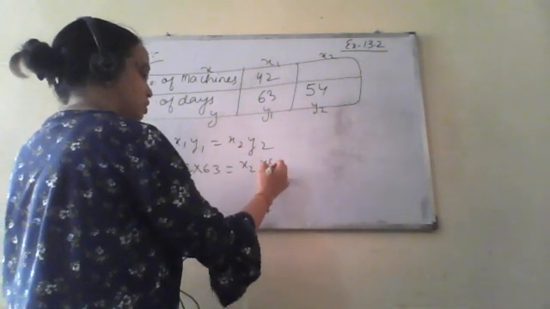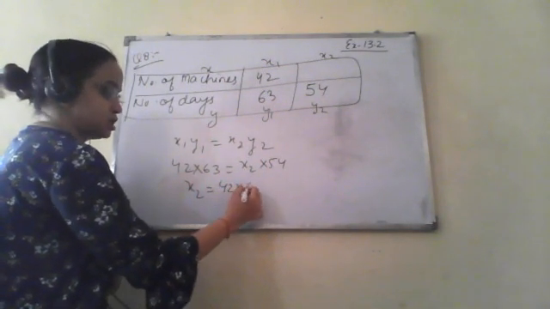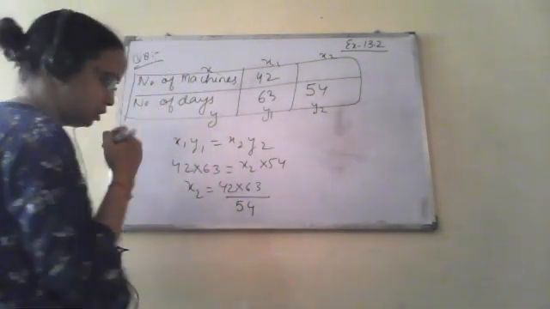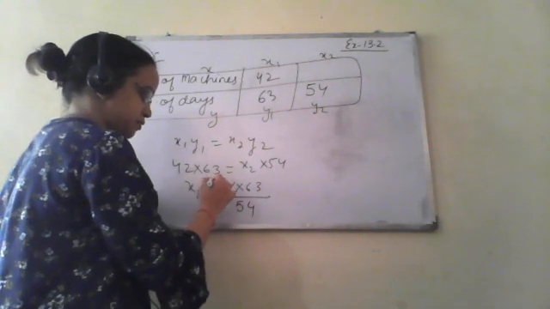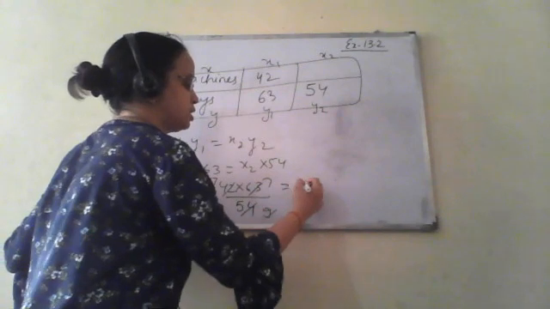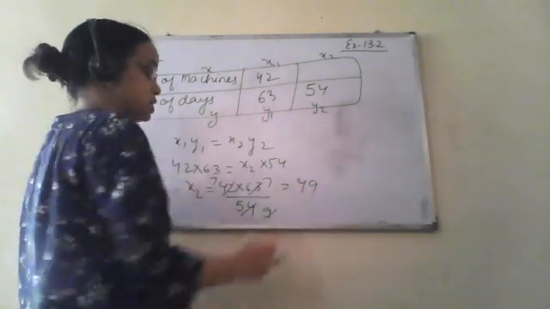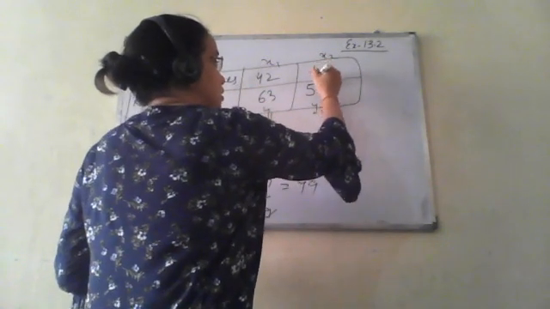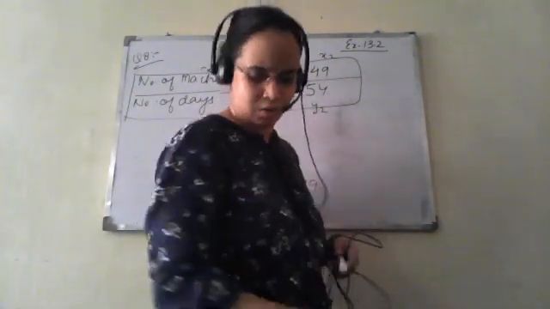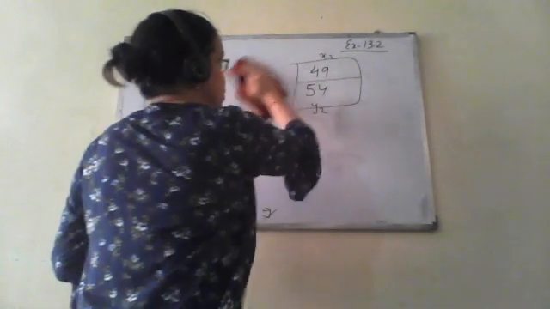y2 is 54. So x2 is 42 into 63 upon 54. Clear? 6 sevens are 42, 6 nines are 54, and 9 sevens are 63. It means 7 into 7, that is 49. So in order to produce the same number of articles in 54 days, we require 49 machines. Clear? So this is how to do these things. The next question is question number 9.